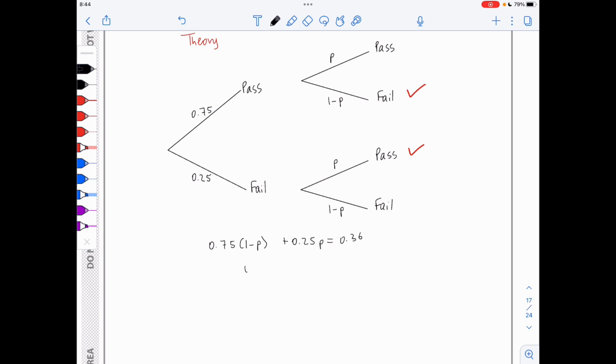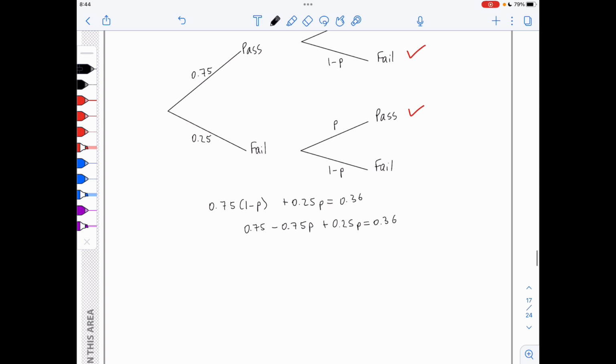I will expand: 0.75 minus 0.75P plus 0.25P is 0.36, which leads to 0.75 minus a half P is 0.36, and therefore 0.75 minus 0.36 is 0.5P, which leads to 0.39 being 0.5P. I multiply everything by 2 and I get 0.78 for the value of P. This is the probability of passing the practical test.